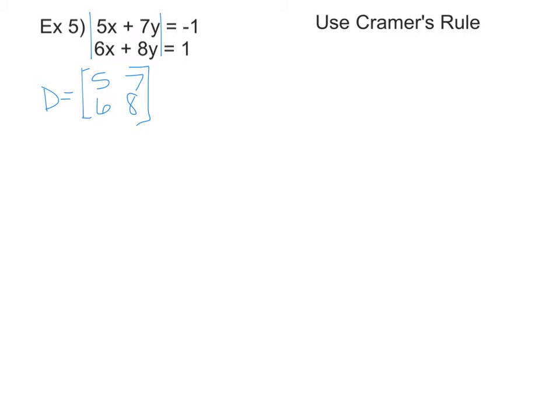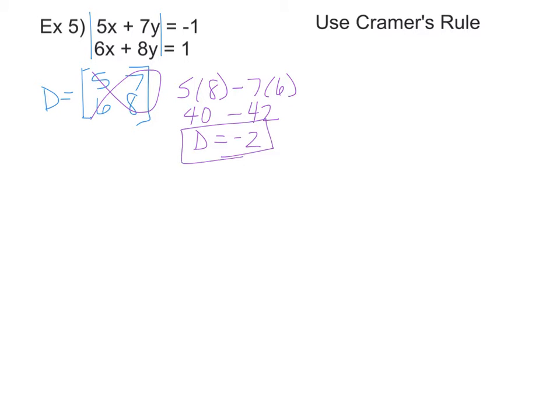Let's do this one first. Let's go ahead and just do left minus right. So we have 5 times 8 minus 7 times 6. So 5 times 8 is 40, minus 42. My determinant here for D is going to equal -2. So there's our first one.